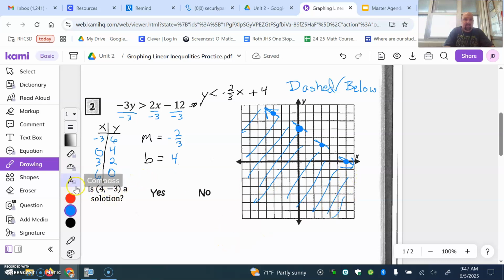And then is 4, -3 a solution? Over 4, down 3. That's about here. Oh, that's in the shaded area, so yes, it is. All right, I'm going to pause the recording. Make sure you have all of this copied down and understand it. I'll meet you at the next question on the back.